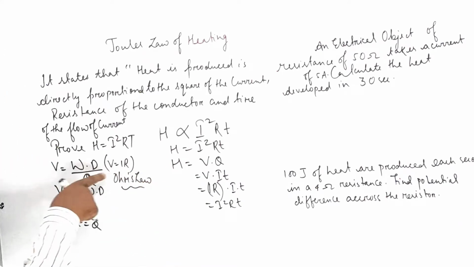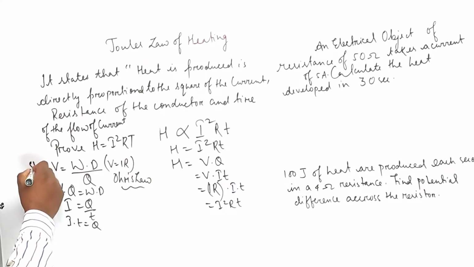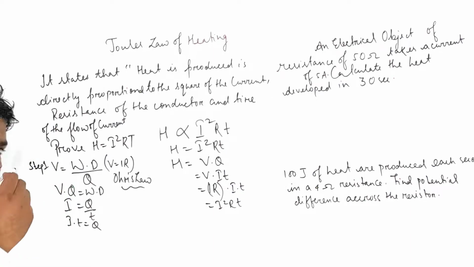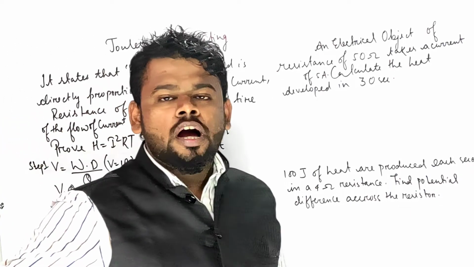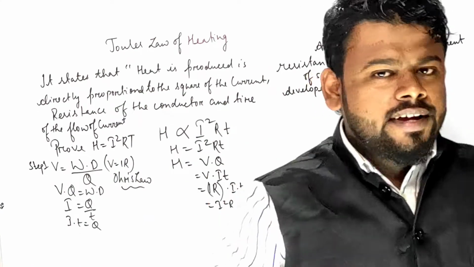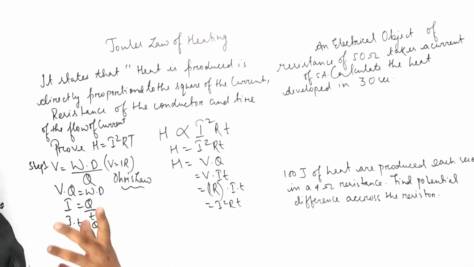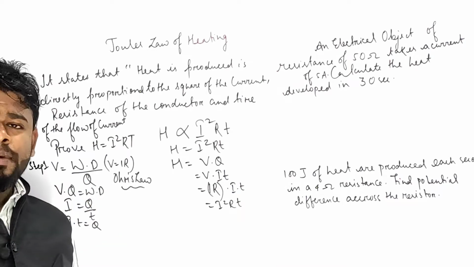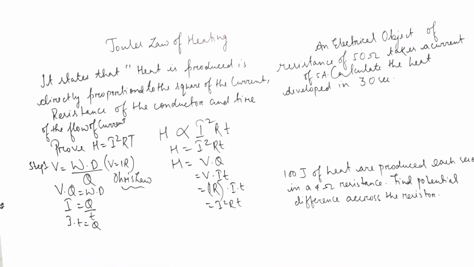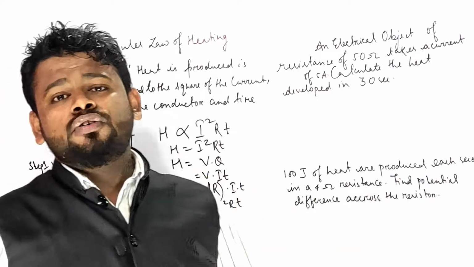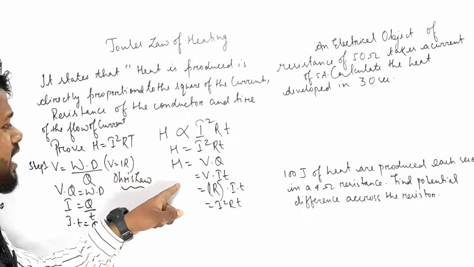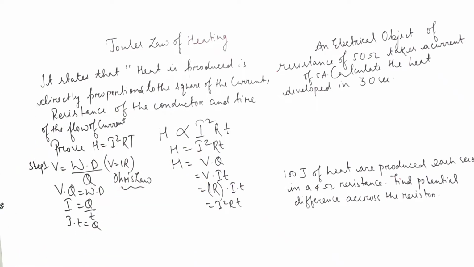Then what to do? On the side, write like this. Step number 1, as we know very well, in this way. Write it down in your copy everyone. As we know very well that V is PD, or V equals work done by Q. V into Q equals work done. So as we know very well, work done is equivalent to heat. In place of work done we put heat, equals VQ.